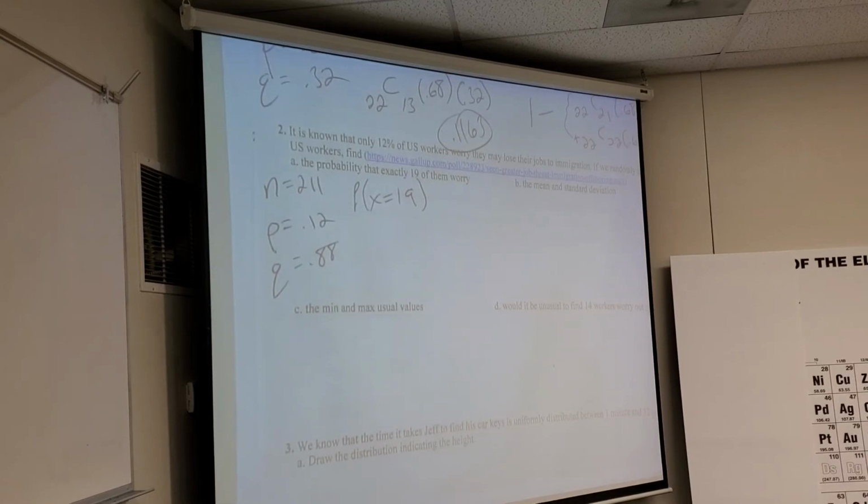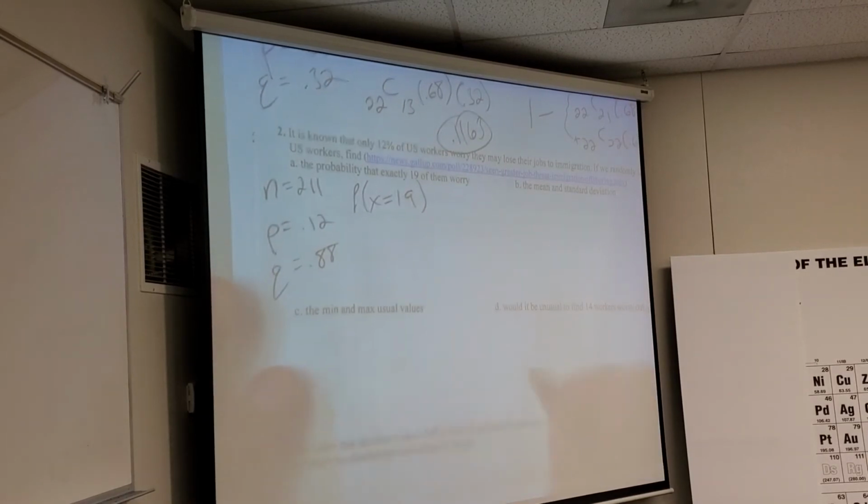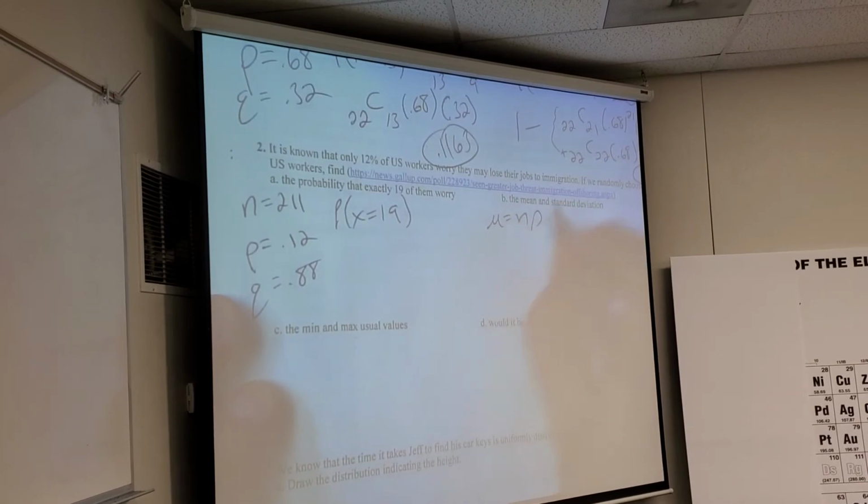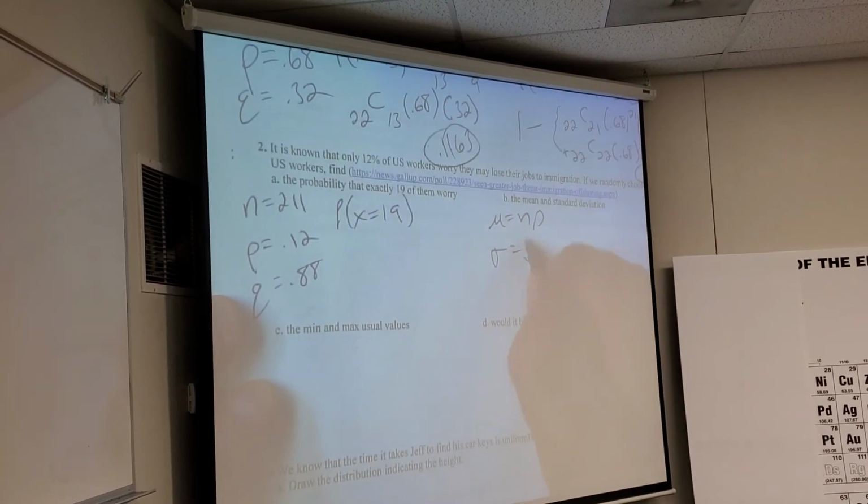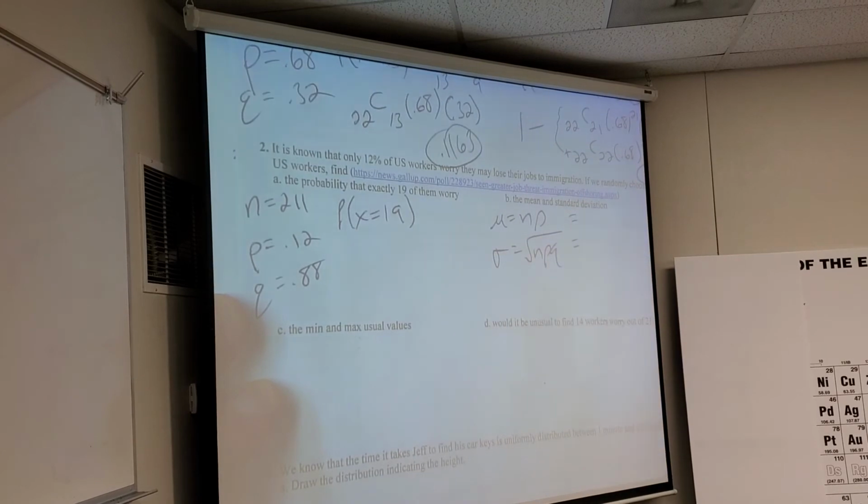Guys, what's the formula for the mean? N times p. Good. And what's the formula for standard deviation? Square root of n p q. Kick ass. So you just got to throw that in, plug and chug.